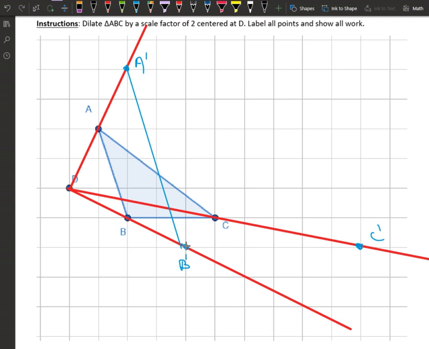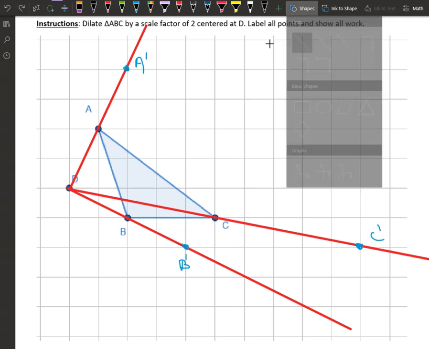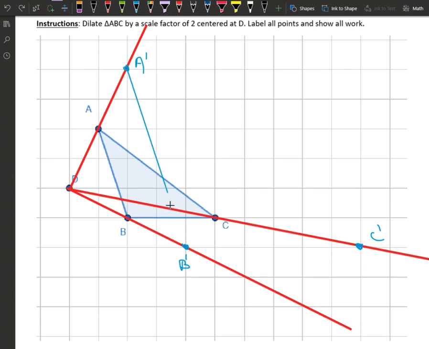So A, let's do that a little bit nicer. So A to B prime. Okay, that did not come out nicely. A to C prime. And oh, no wonder I'm hitting the wrong button. And then B prime to C prime.